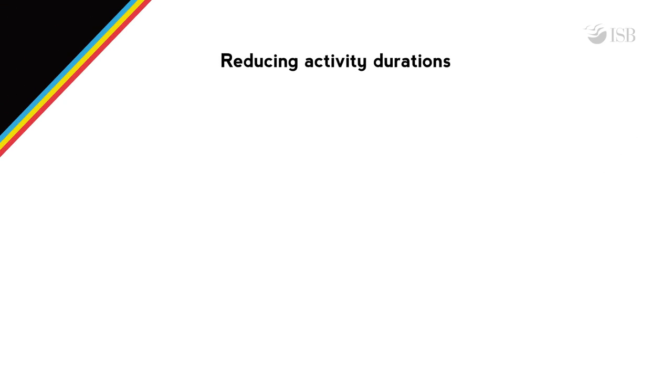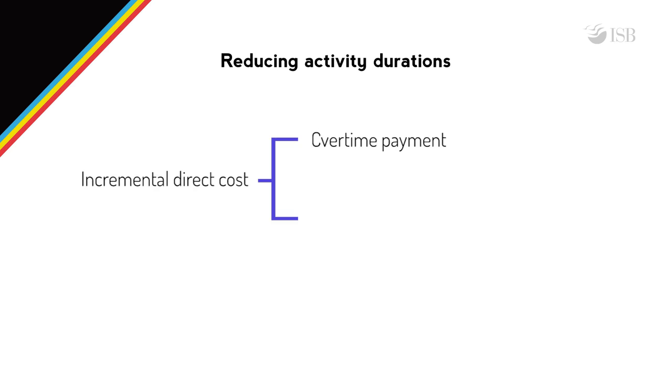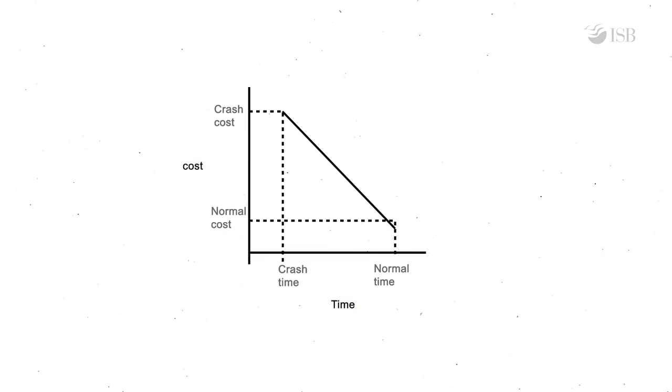Now we will consider the problem of reducing some of the activity durations in order to complete the project early. In order to reduce the duration of an activity from its normal time, we have to incur incremental direct costs consisting of perhaps overtime payment and/or cost of additional resources. The relationship between the incremental direct cost and the reduction in activity time is assumed to be linear as shown in the diagram. For each activity whose duration can be reduced, we need to estimate the incremental direct cost for each unit reduction in duration.